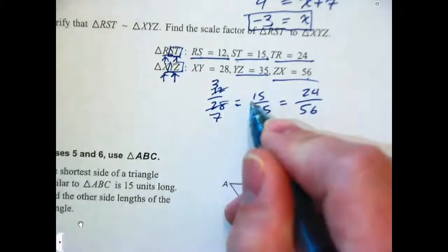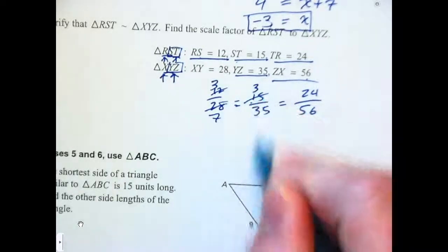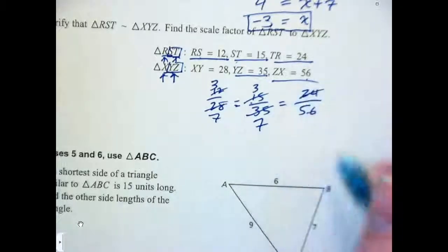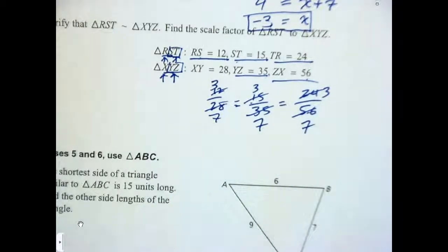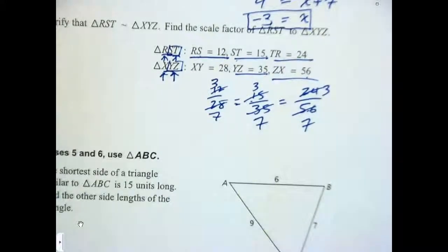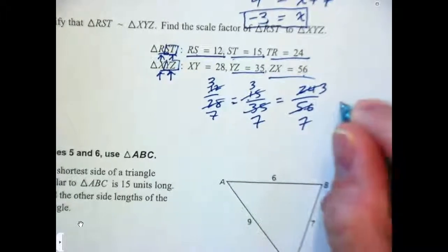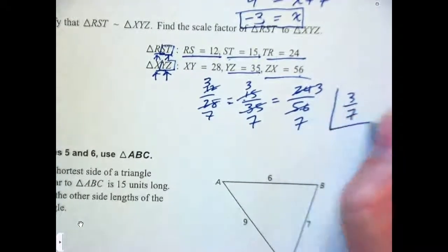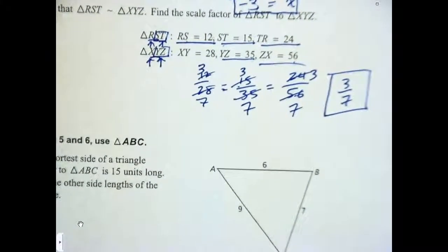Okay, here, 15/35 is good, 3/7. And 24 and 56, 3/7. 8 goes into both of those. All right, since they all reduce to the same fraction, you are good to go. The scale factor, by the way, is 3/7. You've now verified it and found your scale factor. Questions?